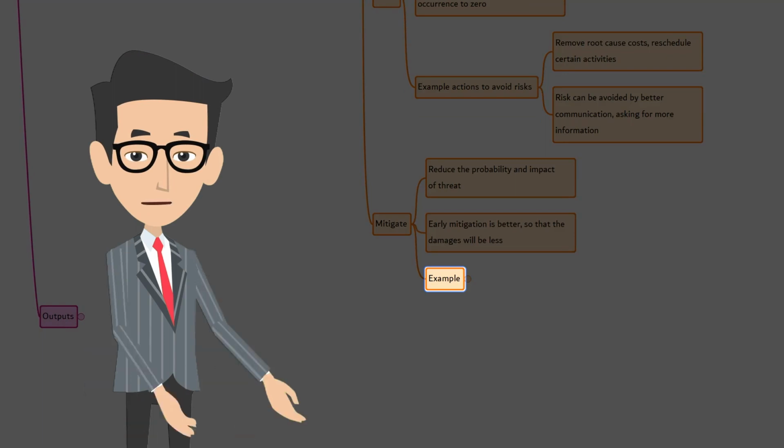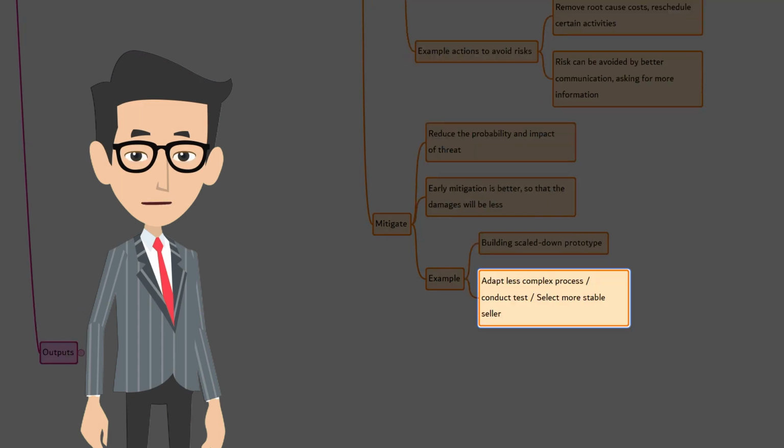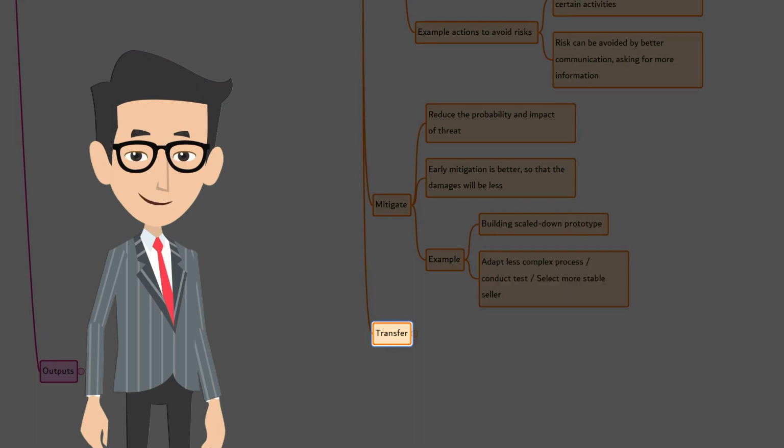Let's look at an example. When the product is big and complex, rather than doing it in a scaled up manner, you better build a prototype or scale down model so that all bigger risks can be mitigated. Adopting a less complex process, conducting more tests, and choosing a more stable seller are some examples of mitigation.